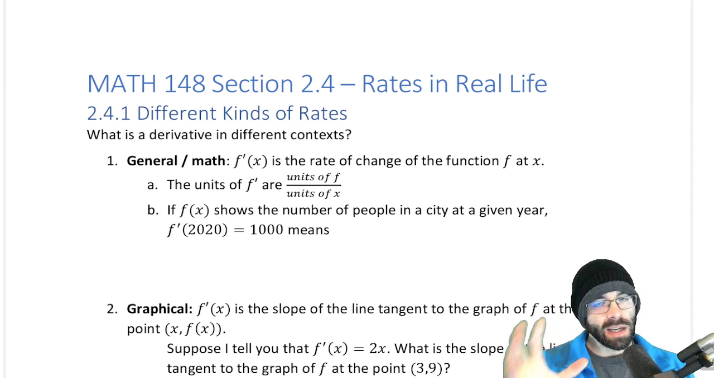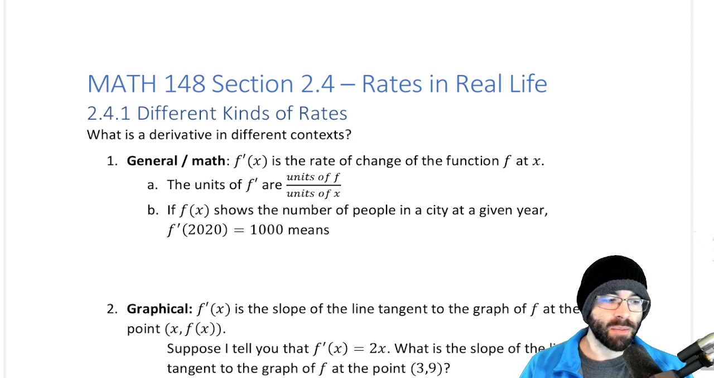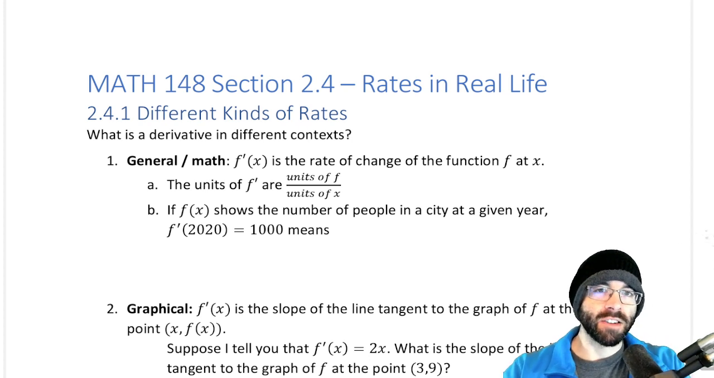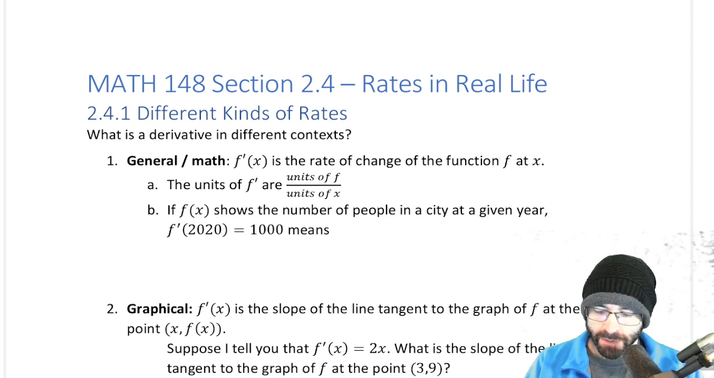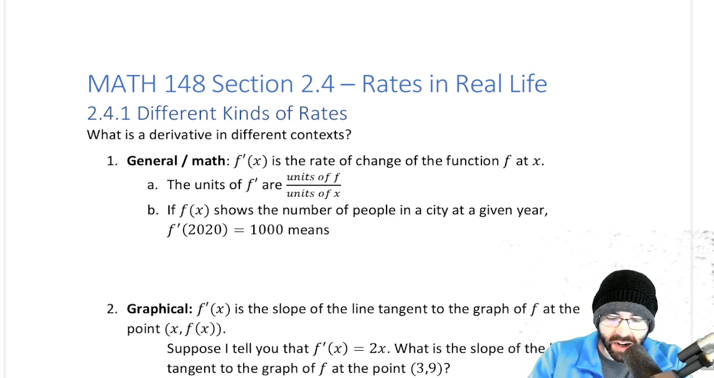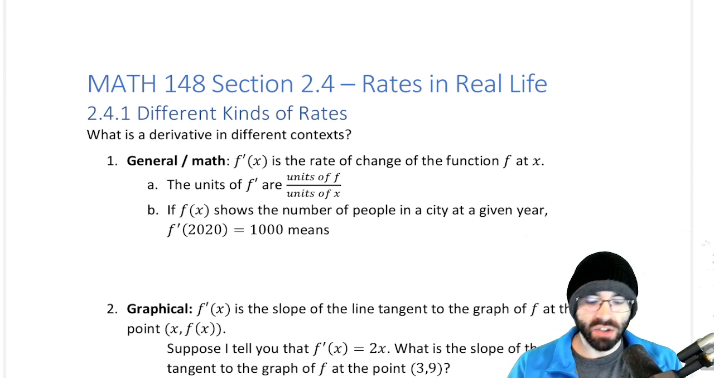So we got some introductory examples here. 2.5 will compute a lot of derivatives. And then the rest of chapter 2 will talk about all the other awesome things we can do with derivatives. So we'll start with just talking about what a derivative looks like in different contexts that we're going to look at in this class.